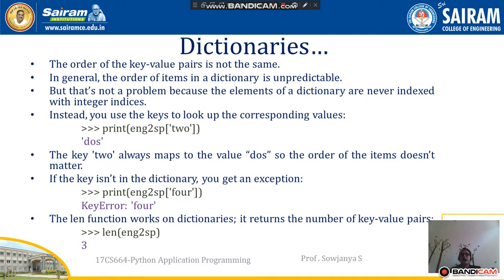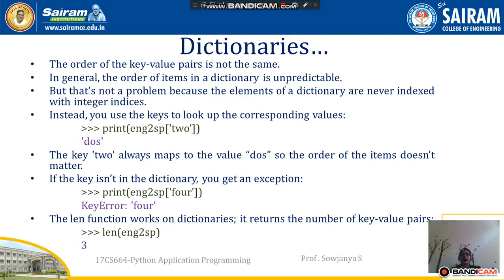So I can say the order of the key value pairs is not the same. In general, the order of the items in a dictionary is unpredictable. That is why we say the order of the items in the dictionary is not predictable. But that is not a problem, because the elements in the dictionary are not indexed. That means they are never indexed with any integer indices.